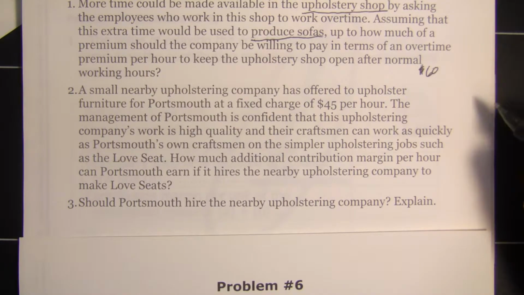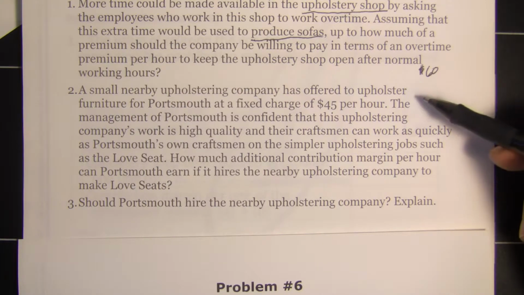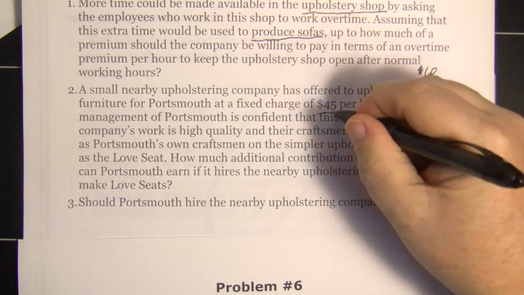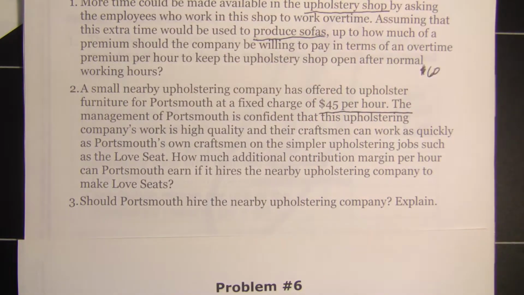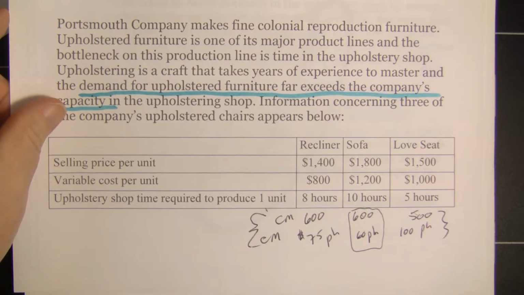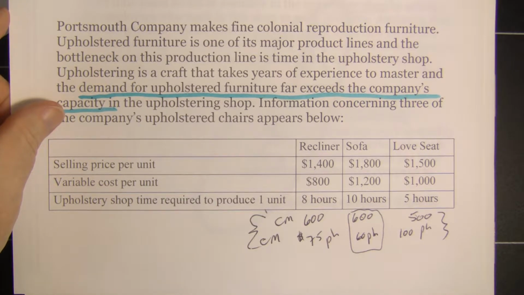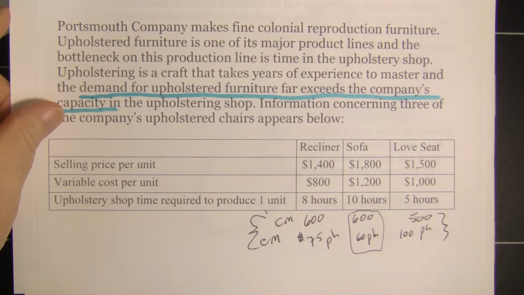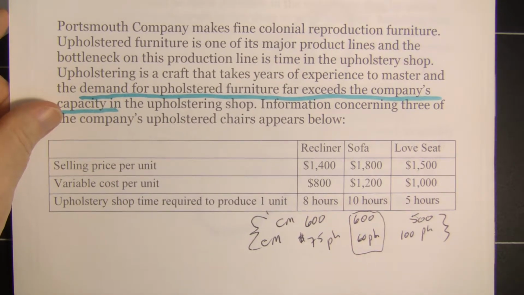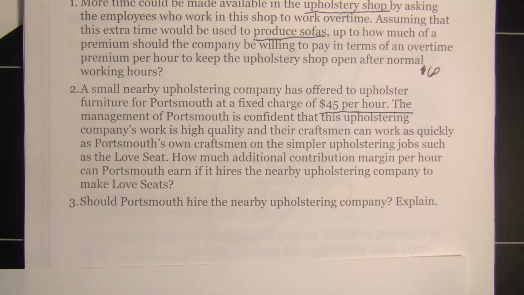Now let's see what number 2 says. A small nearby upholsterer has offered to work for $45 per hour. I don't care what they're going to do. Hire them. Because if they're going to give us quality upholstery time for $45 per hour, that's less than we're making now. So there's a swing there. That's a good idea.